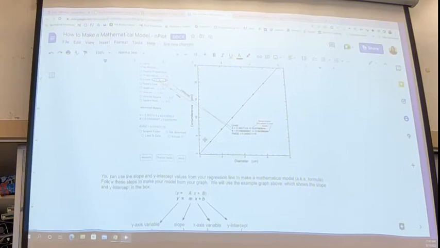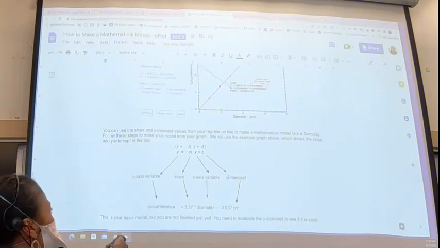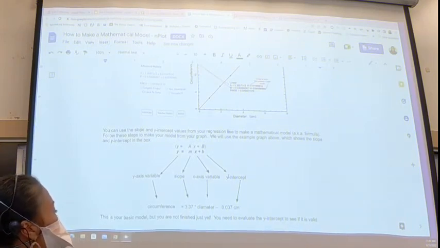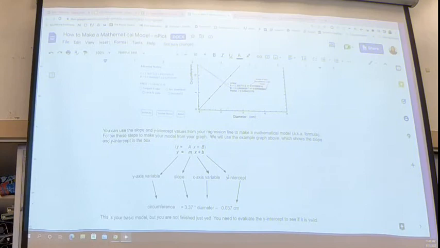So here's what a lot of my students want to do. They want to collect data and tell me that the equation is y equals a slope of 3.37 x plus whatever the y-intercept is. Y and x mean nothing to me. Circumference and diameter make sense, okay? So I don't want you to use y and x in all your mathematical models, because all our mathematical models need to be specific to a certain scenario, which in this case is circumference and diameter.